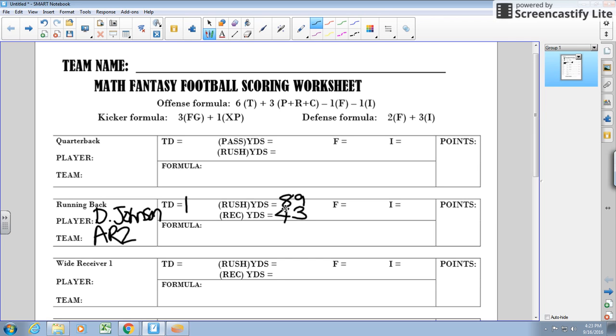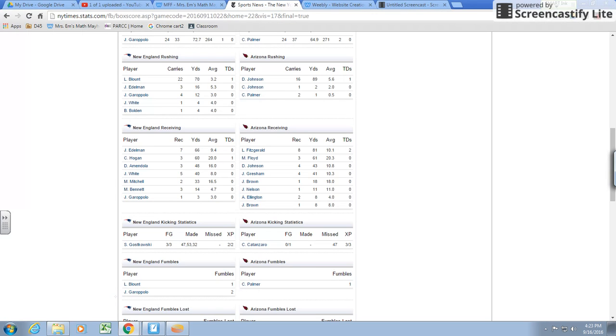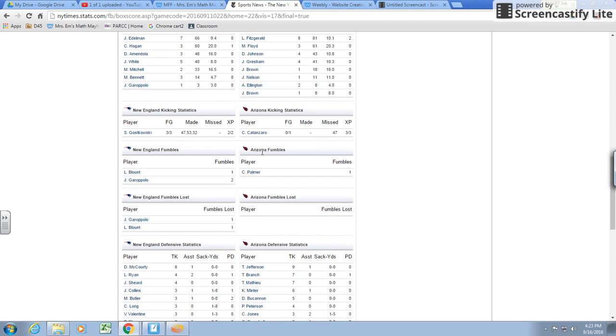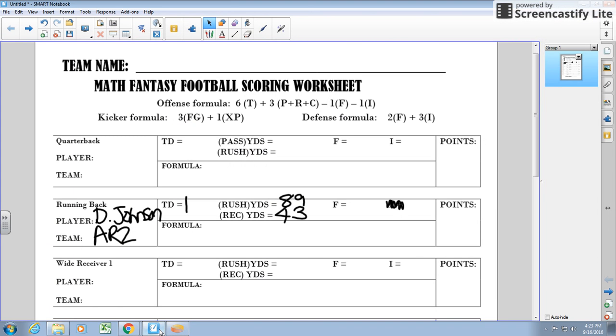Now, he's not a quarterback, so he's not going to have interceptions. But he could have fumbles. So in order to find fumbles, they are listed down towards the bottom. Right here are fumbles. Is his name listed? No. So he had no fumbles. So that means I'm going to put a 0 there.